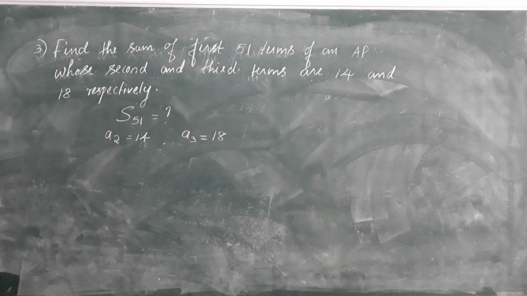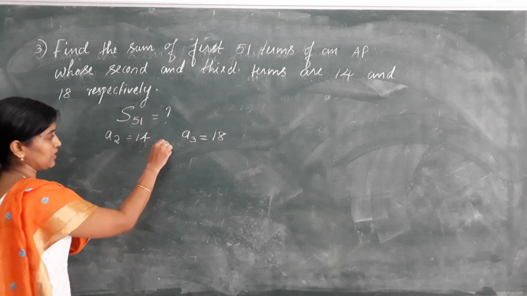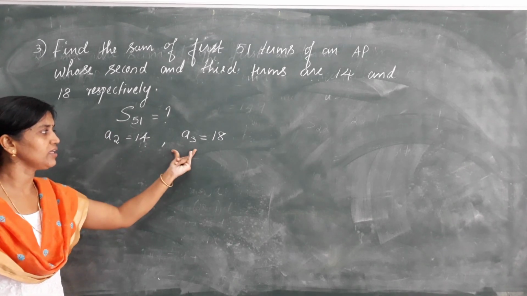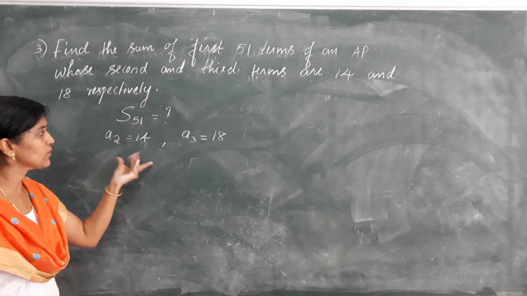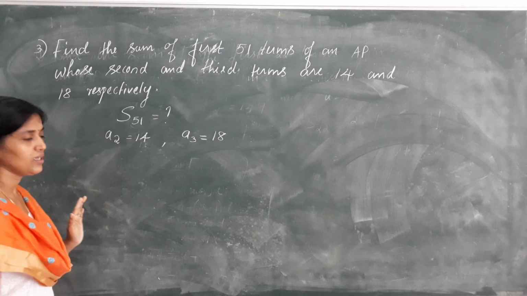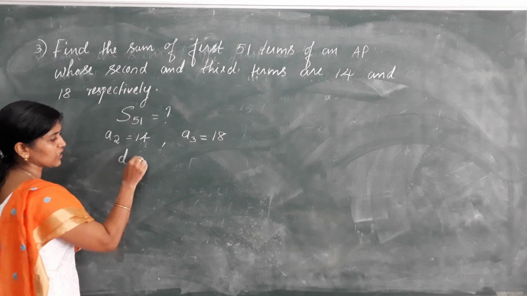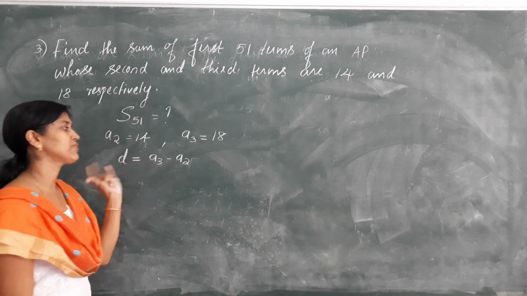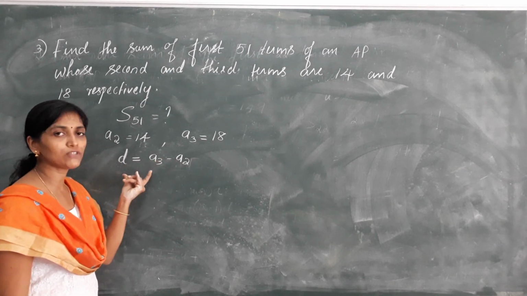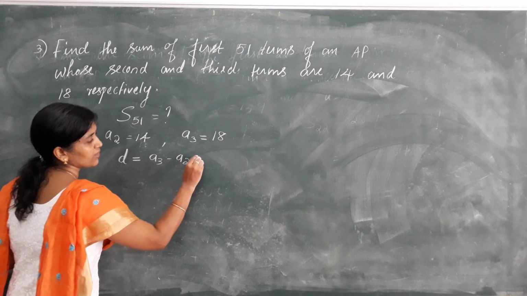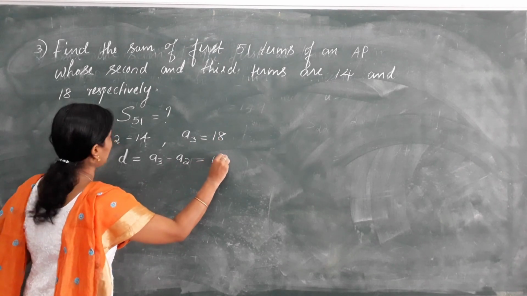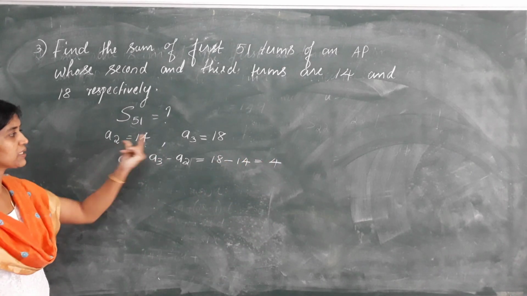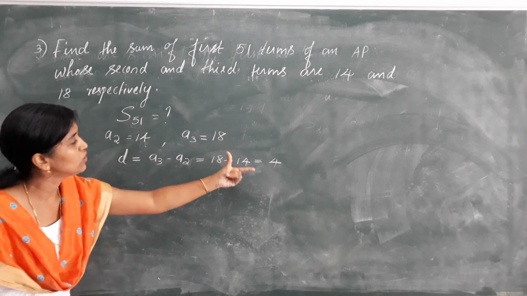The third term is 18, which means A3 is equal to 18. So here the second and third terms are given to us. So it's easy for us to find the common difference, because A2 and A3, the nearest terms, are given to us. You can find the common difference by subtracting. We have studied that d is equal to A3 minus A2, that is, the difference of the succeeding or consecutive terms. A3 minus A2 is 18 minus 14, that's equal to 4. Which means you can get the common difference from the terms itself. Common difference d is equal to 4.